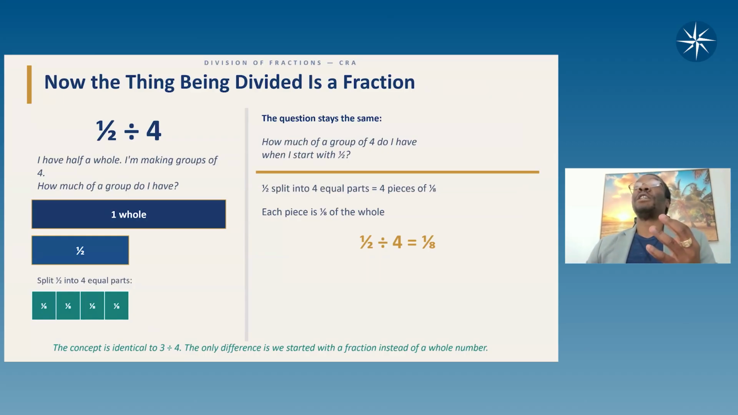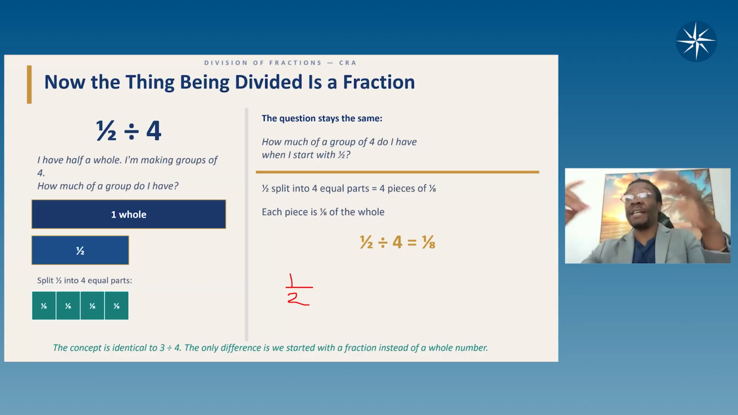Now the thing being divided is a fraction. So we have 1/2, and now we have to find how many groups of 4 we are getting out of that 1/2. So what we can do is split the half into equal groups. We're using manipulatives here. We could see that 1/8 fits nicely with 1/2. In 1/2, we have how many eighths? 4 eighths. So if we split 1/2 into 4 equal parts, we are going to get 4 eighths.